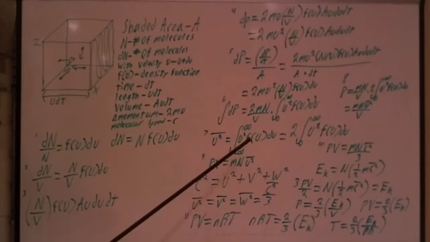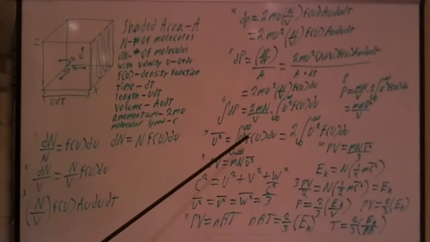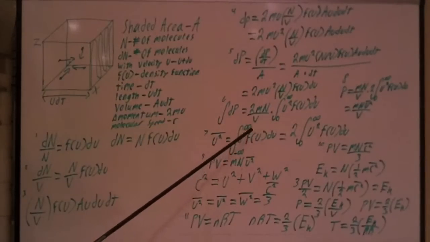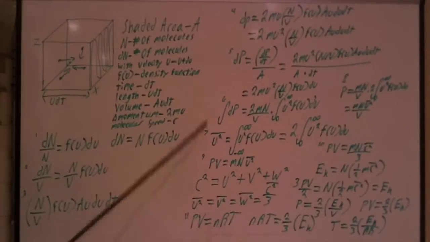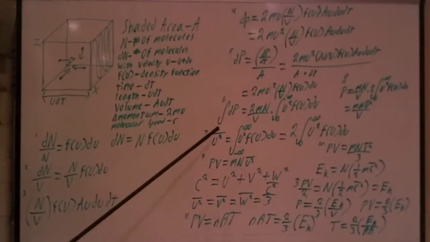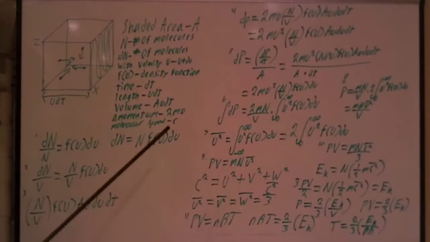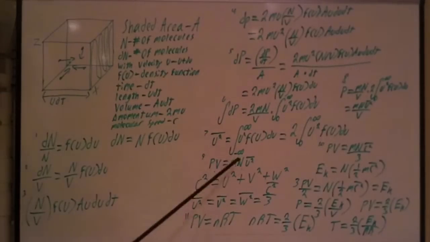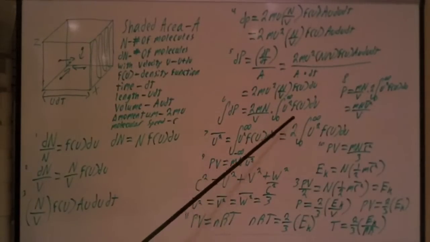Now, with respect to the density function, from negative infinity to positive infinity of u squared f(u) du, this will be the mean velocity squared in the x direction, as this is all in the x direction. Since from negative infinity to 0, or the negative velocities, come out with the same as the positive velocities from 0 to positive infinity, this will be equal to 2 times this.